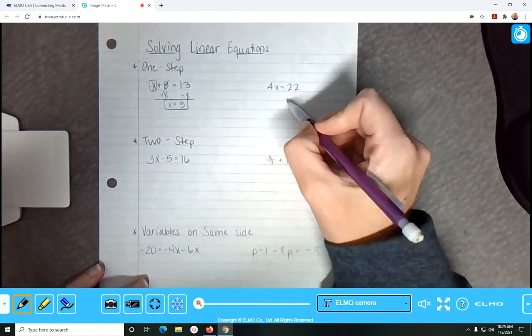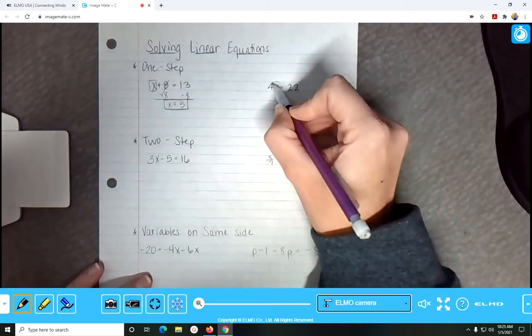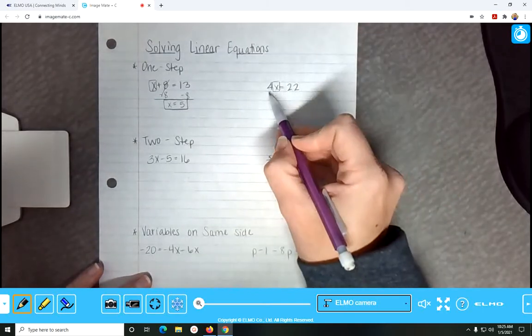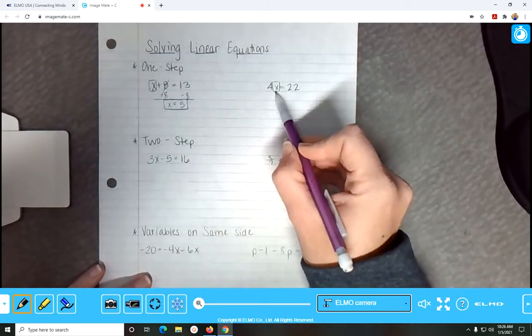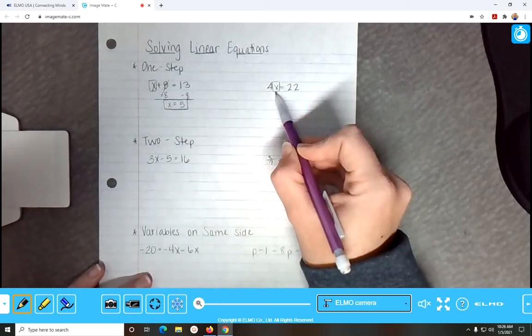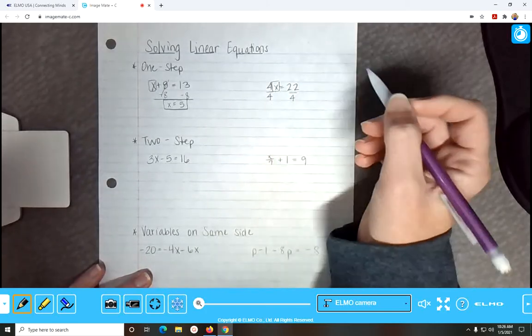Okay, for the second equation you have 4x equals 22. We want to isolate our x, so we need to get rid of the 4 in front of it. And anytime you have a number sitting right in front of a variable with nothing in between, that means they're being multiplied. So the inverse operation for multiplication is division. So we're going to divide both sides of the equation by 4.